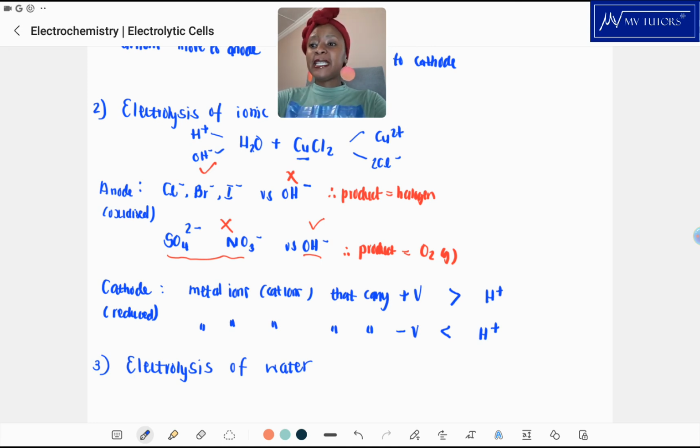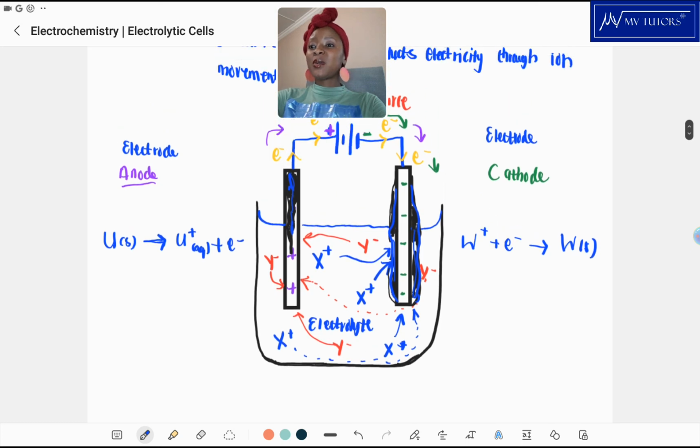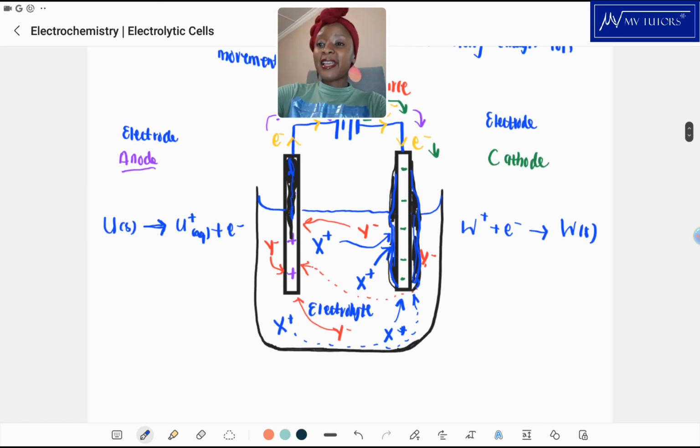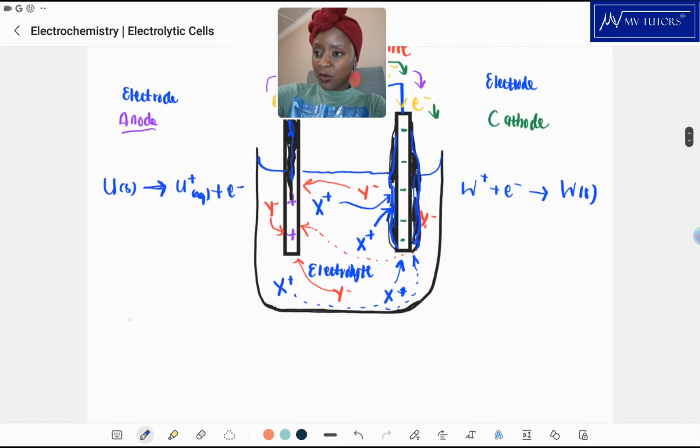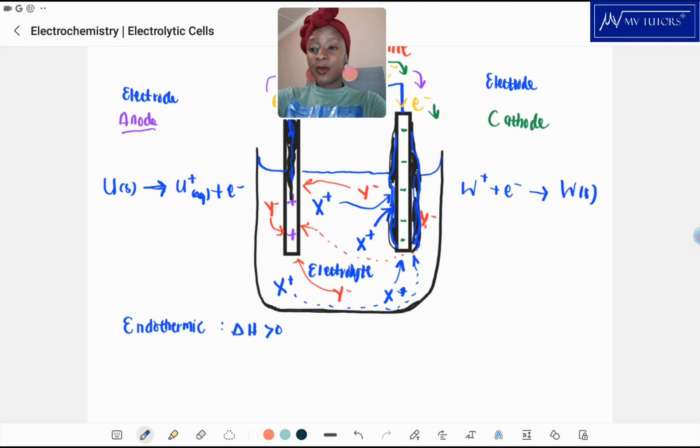The one thing that I also forgot to mention when it comes to electrolytic cells is that they are exothermic in nature. So electrolytic cells, they are exothermic, and if you forgot what exothermic means, no, I'm lying, they are endothermic, sorry. Electrolytic cells are actually endothermic, that is, your enthalpy is larger than zero.